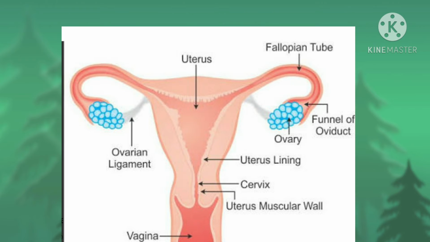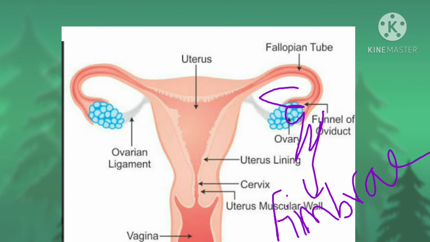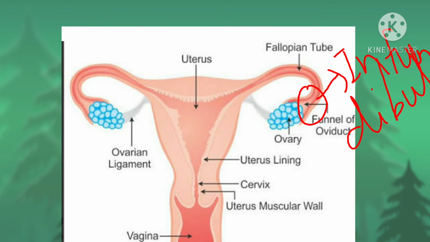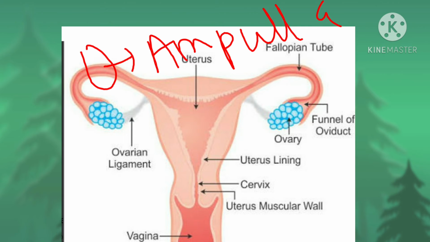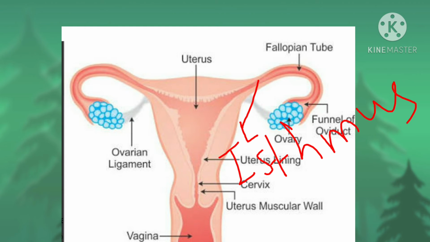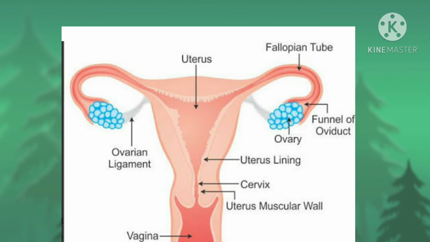Next is the ovum, that is released by the ovary, that is received by the funnel shape structure of the oviduct, that is called fimbriae, and this part of the fallopian tube is known as infundibulum, and after that the wider part, that is called ampulla, and the narrow part of the fallopian tube, which is close to the uterus, that part is called isthmus. So the fallopian tube mainly consists of three parts.